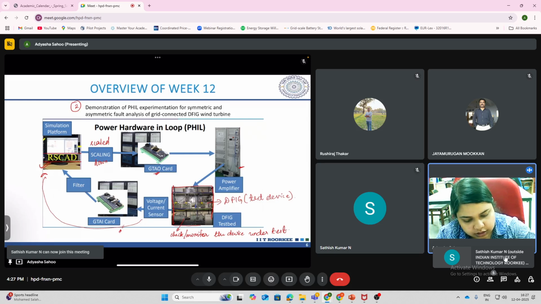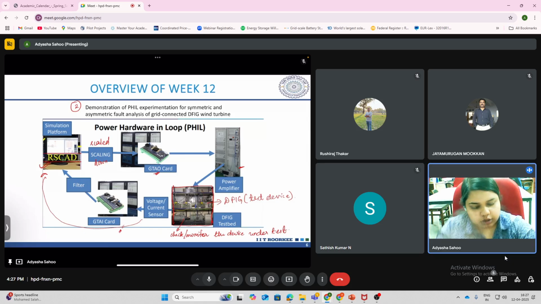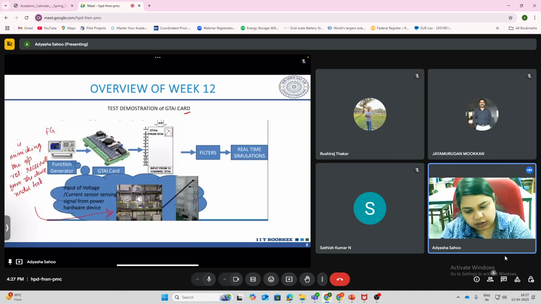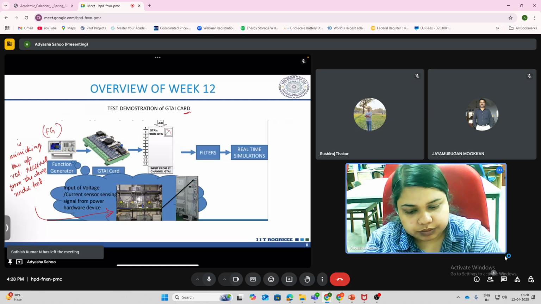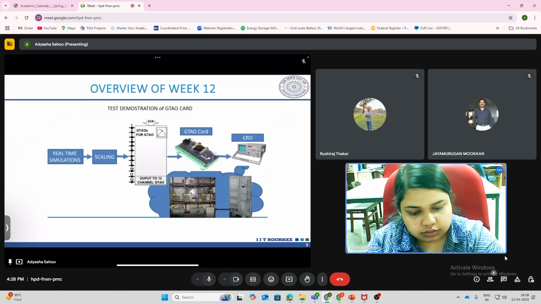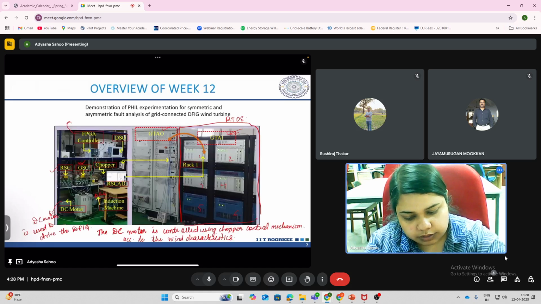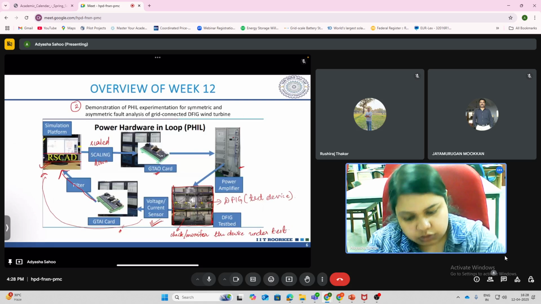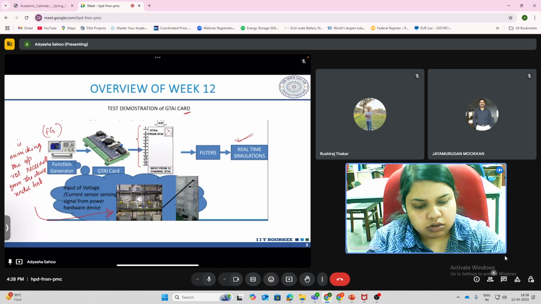And we are monitoring this device using voltage and current sensors. These voltage and current values that you were getting earlier from the device are being replaced by the function generator. So the function generator is giving the voltage signal to the GTAI card. The GTAI card is a 12 channel card, meaning there are 12 input pins here, as you can see. Then the output of this GTAI card is given to the RTDS through the filters, like it was given here, and similarly that is also being done here.